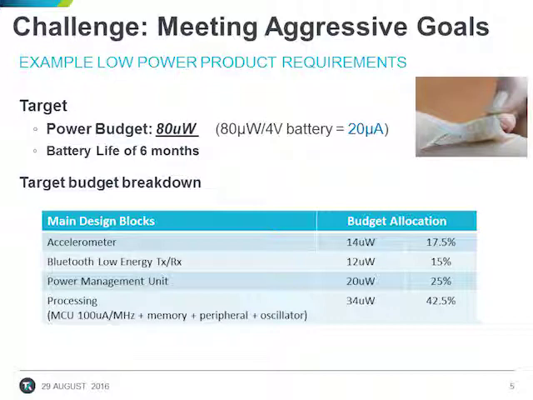For low power devices that must operate a long time on one battery discharge cycle, you are not given a lot of power to work with. In this example, you have a power budget of only 80 microwatts. Here is an example of how the power might be allocated for a Bluetooth low energy sensing product. These are minuscule power levels. As shown in the upper right, if you are using a 4-volt lithium-based battery, your product's average current has to be a tiny 20 microamps.